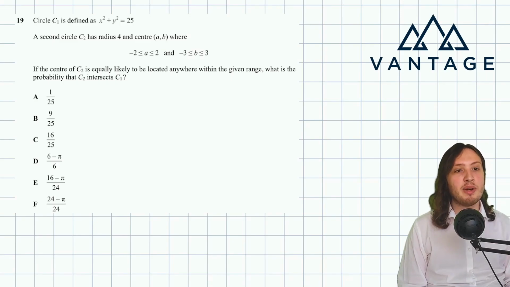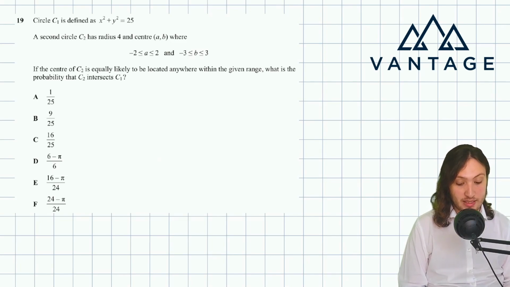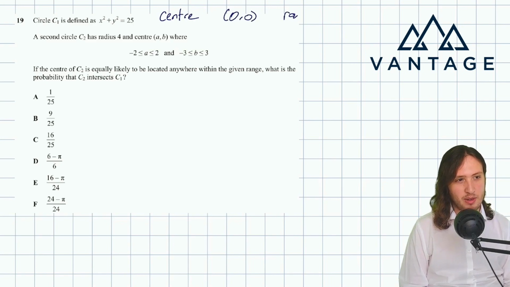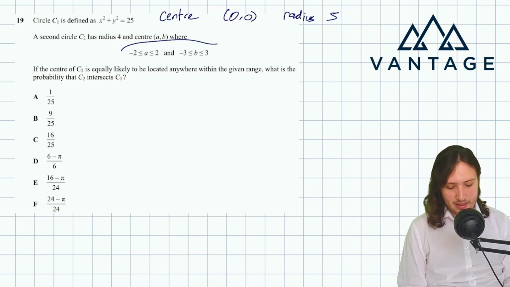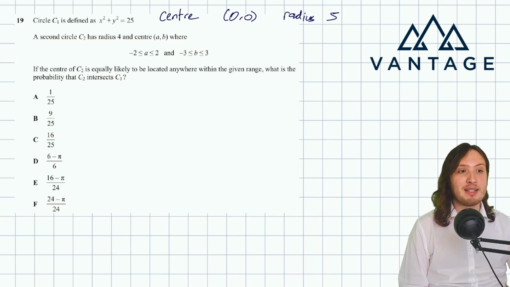In this question, we're told a circle C1 is defined as x squared plus y squared equals 25. So that means we're going to have center 0, 0 and radius 5. We're told a second circle has radius 4 and centre (a, b), where a and b live between -2 and 2 and -3 and 3 respectively. And if the centre of C2 is equally likely to be anywhere in this given range, so you just pick a point at random, we need to decide what's the probability that C1 and C2 intersect.